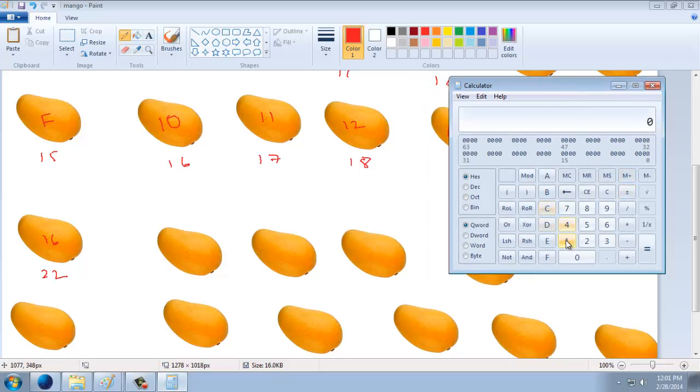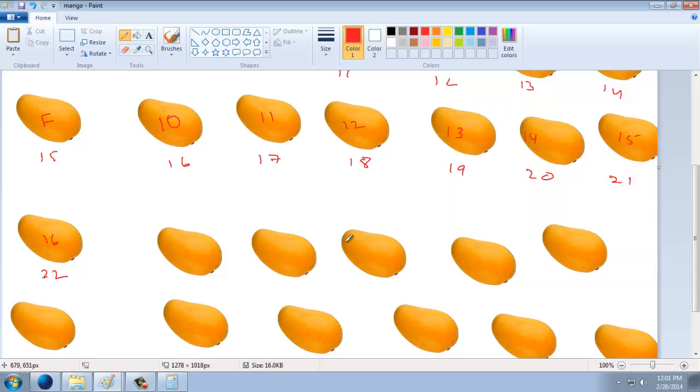16 in hexadecimal. So select hexadecimal first, use 16 here, click decimal, the decimal value is 22. 17 in hexadecimal, 23 in decimal. 18 in hexadecimal, 24. 19, 25. After 19, what is the next number?